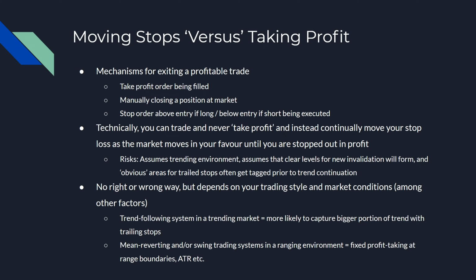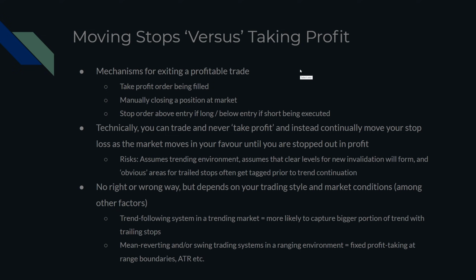At the same time, a more mean-reverting, or I suppose orthodox, swing trading system, what most people would understand when I say swing trading, maybe in a ranging environment, uses fixed profit taking at range boundaries, or ATR, or however you want to delineate the range, or where you might anticipate resistance. That makes more sense there, right?